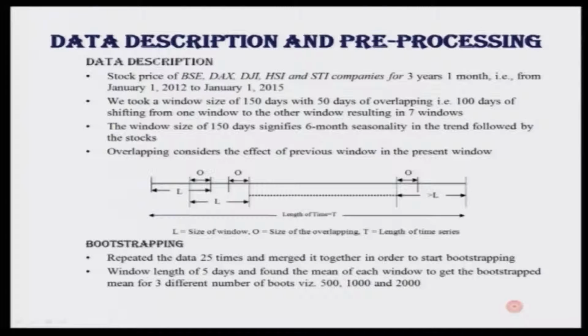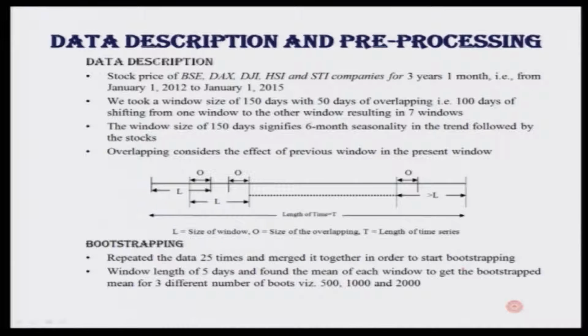Now, the study which we do, as you remember, I mentioned about 3 years. So, these are the data sets. The data sets which we are using are the BSE in Bombay, DAX in Germany, Dow Jones Industrial Average, DJI, Hang Seng which is HSI, STI is the Singapore one. Companies have been taken, all the indices which are there in this index for 3 years and 1 month starting from January 1st, 2012 to January 1st, 2015.